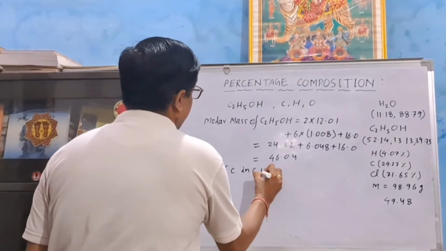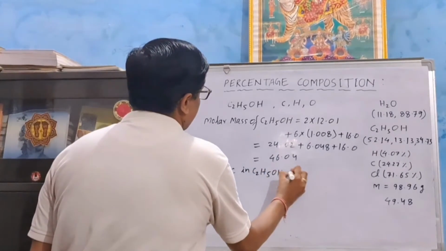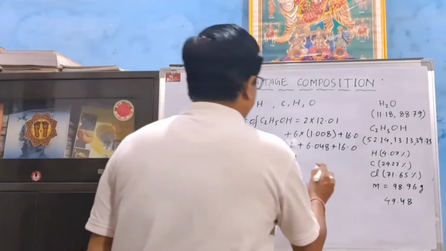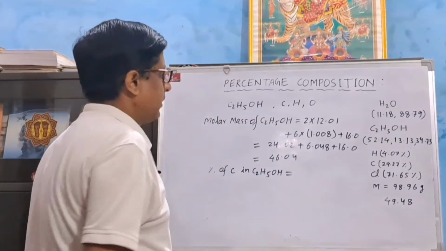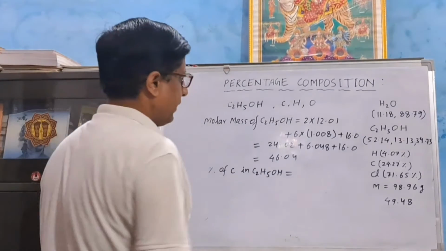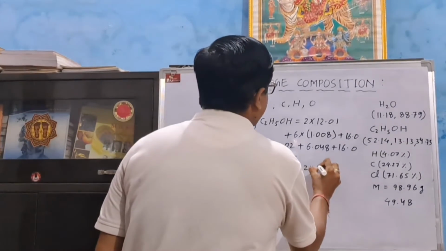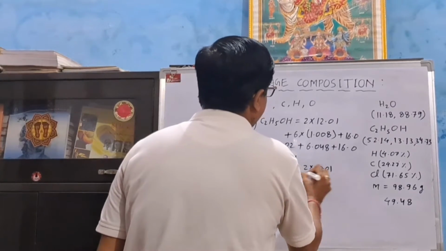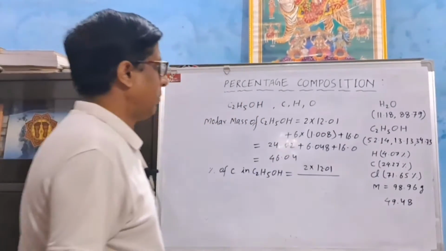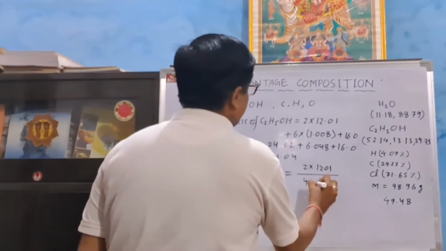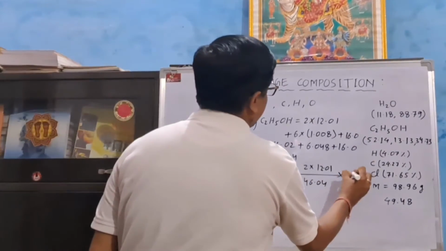Now we can determine the percentage of carbon in ethanol. Mass percentage of carbon in ethanol: the mass of carbon in ethanol is 2 into 12.01 divided by molar mass of ethanol, which is 46.04, into 100.